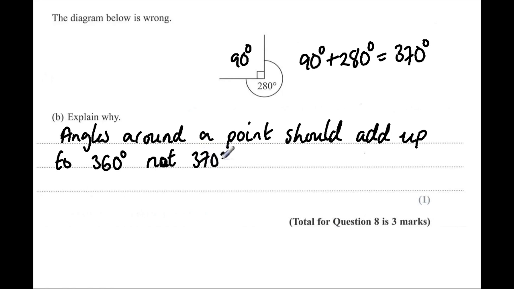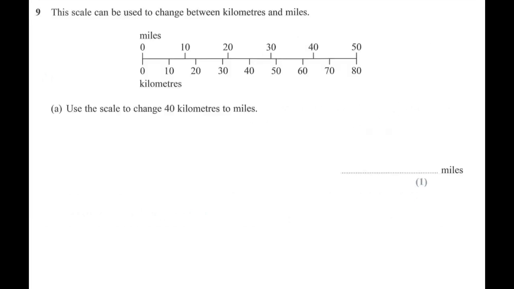Question 9. This scale can be used to change between kilometers and miles. A. Use the scale to change 40 kilometers to miles. So we need to change 40 kilometers to miles. Here is 40 kilometers on the scale. It is exactly between 20 and 30, so it's 25 miles.